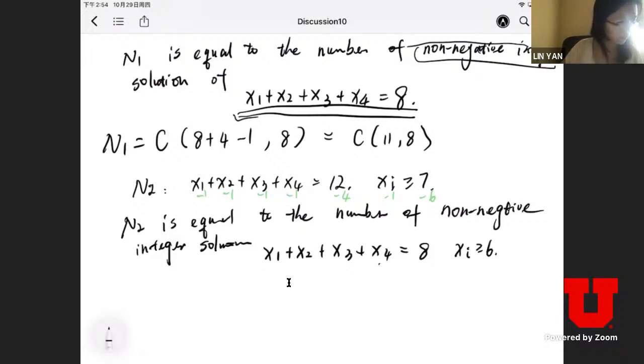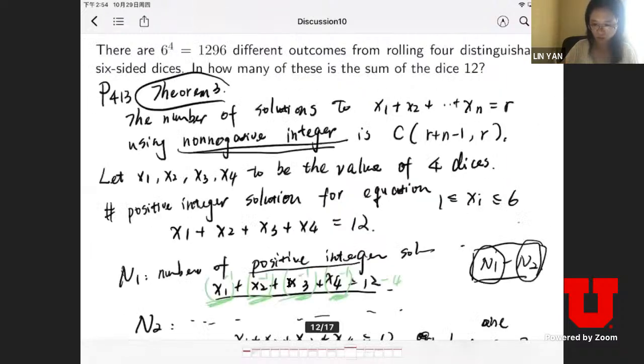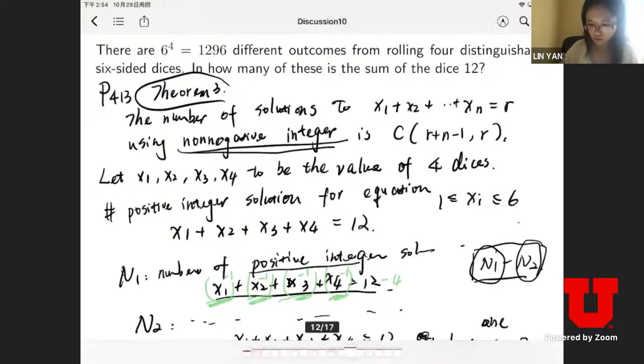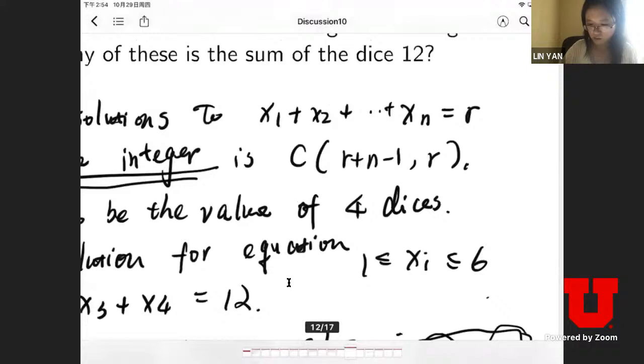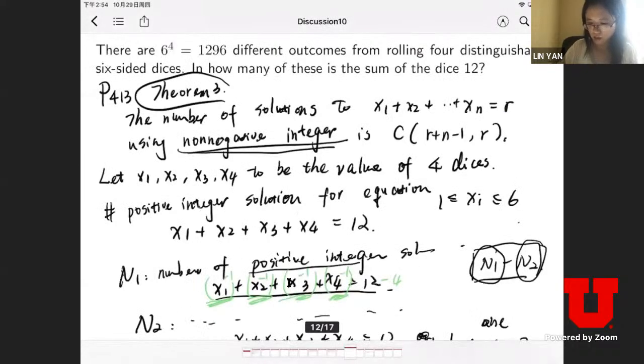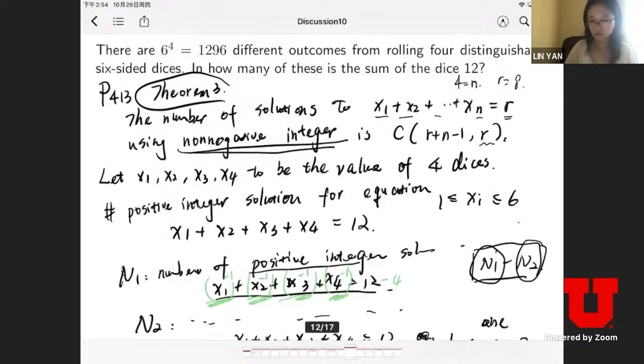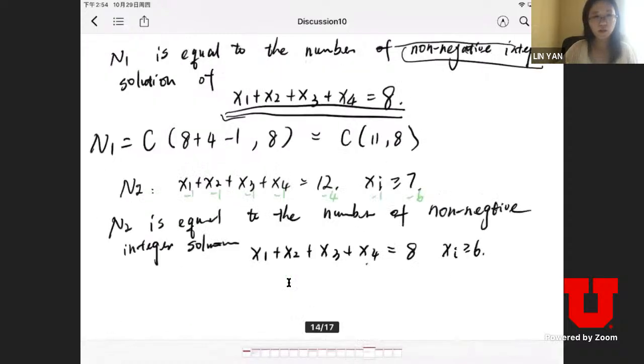There is a question about the n. In here, n is the number of the items. So in this one, n is equal to 4. And r is the right-hand side. So r is equal to 8. I hope this makes sense. Okay, let's continue.